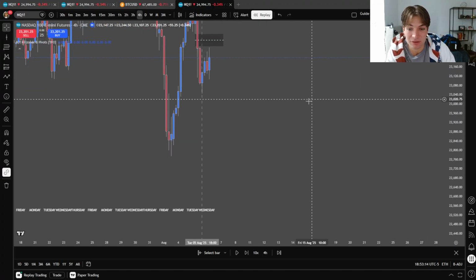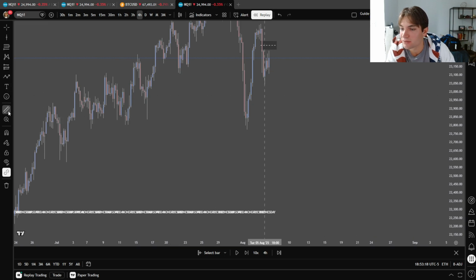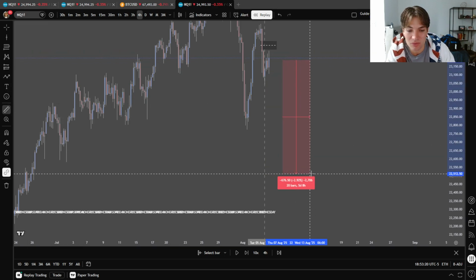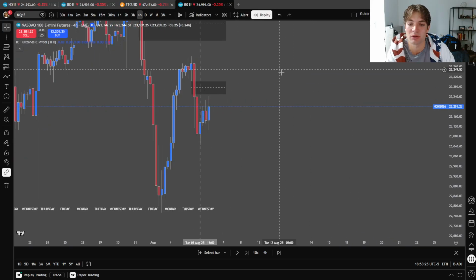Now, are we going to target all the way down here? Absolutely not. That's not a reasonable move. Price is not going to move over 2% in a day. That's extremely, extremely rare.